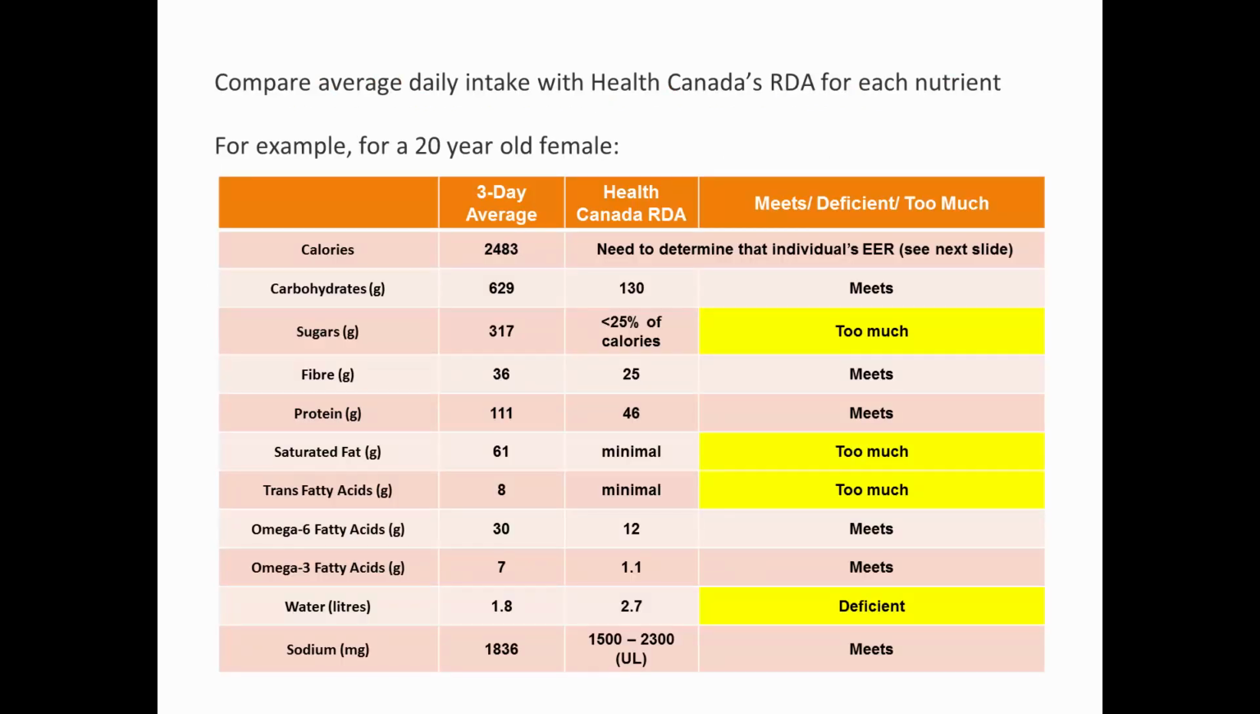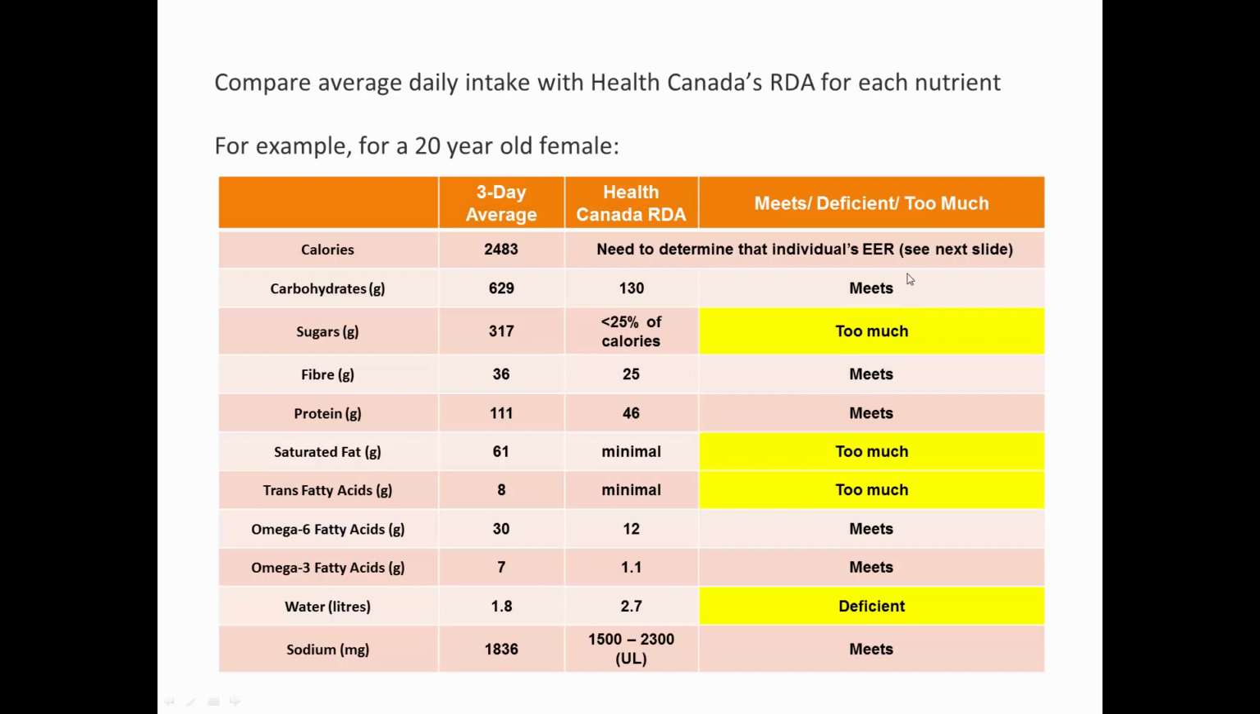So you can look up, there are tables of this, and I will post these in Brightspace if you're interested. What you could do is write down all the food that you eat, all of your different nutrients. You could put them into a database. You could come out with your 3-day average, your 2 weekdays and 1 weekend day, and then you could compare those values with Health Canada's recommended dietary allowances, and then you could see whether or not you are consuming enough. So here's a 3-day average for somebody.